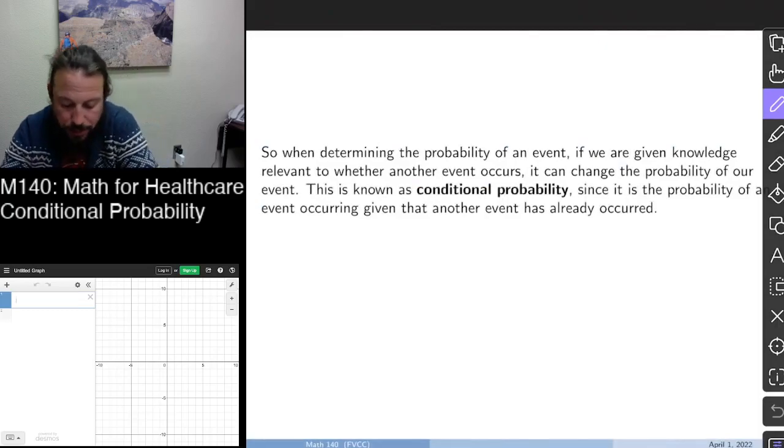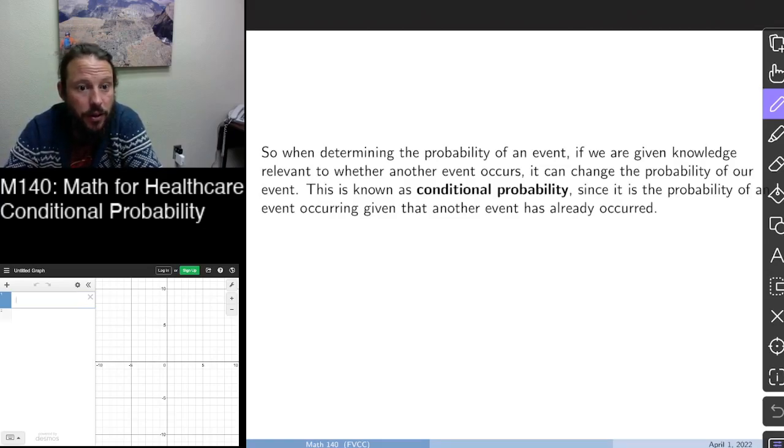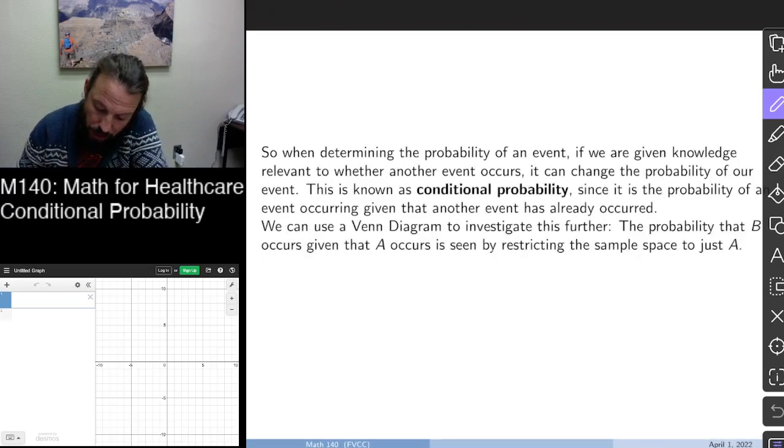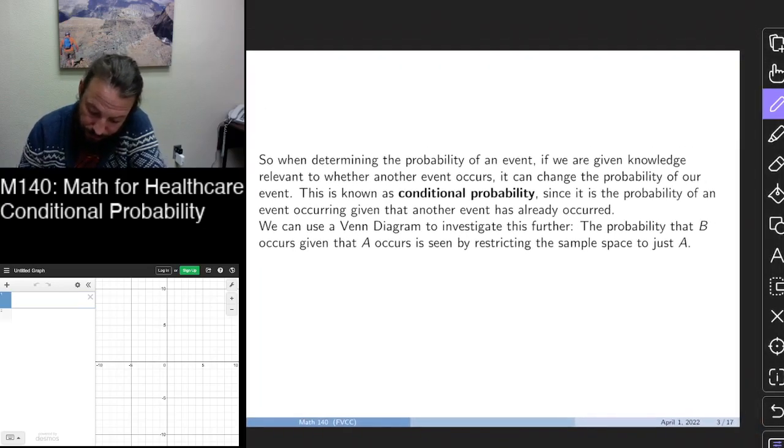So when determining the probability of an event, if we were given knowledge relevant to whether another event occurs, it could change the probability of our event. This is called conditional probability, since it is the probability of an event occurring given that another event has already occurred. We can use a Venn diagram to investigate this further.